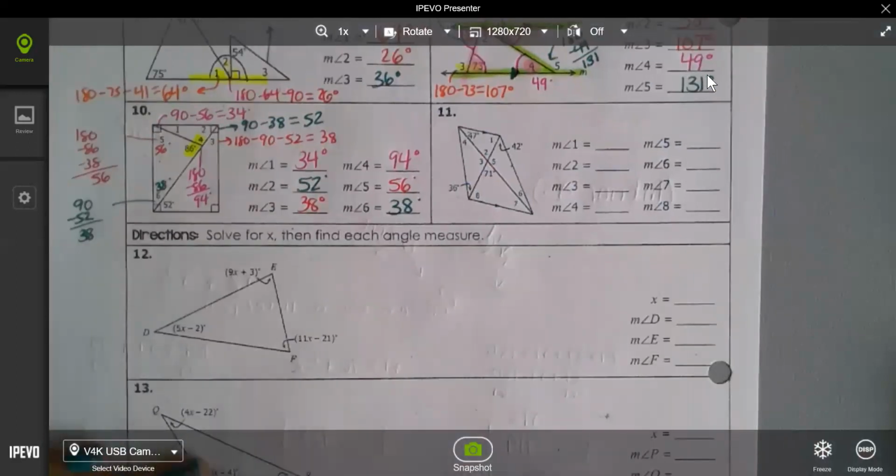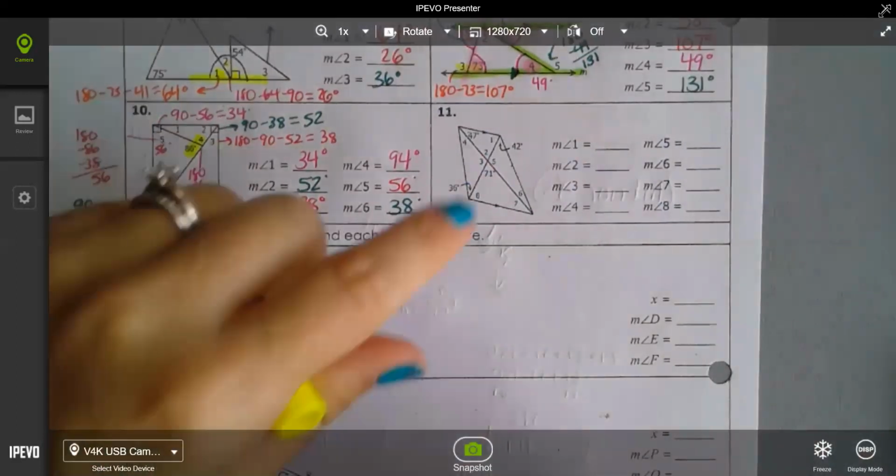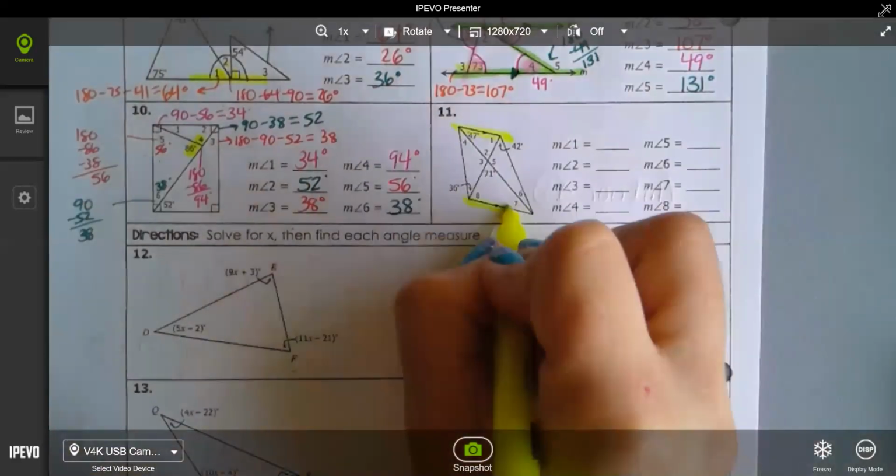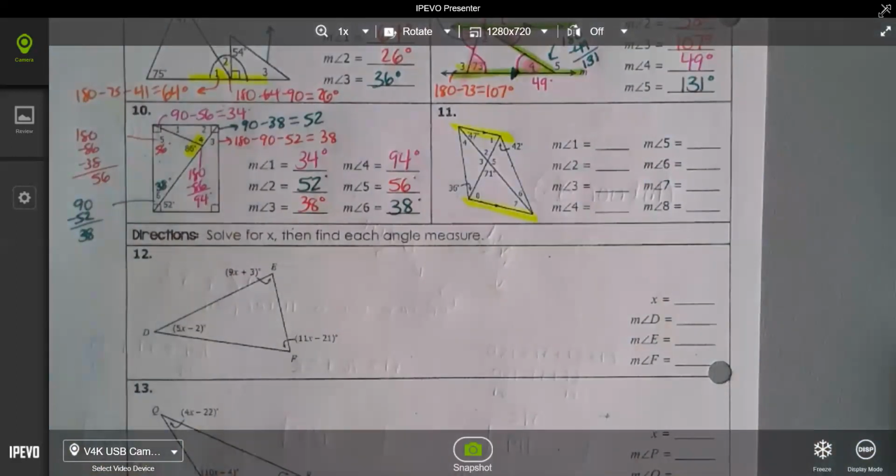All right, number 11. Ooh, I see a lot of stuff going on in number 11. Okay, first of all, do you see these little arrows? What does that mean? It means that those are parallel lines. So that might be able to help us a little bit.